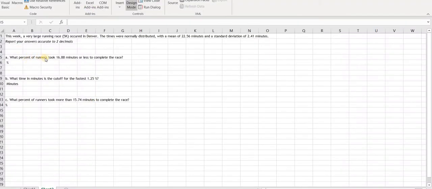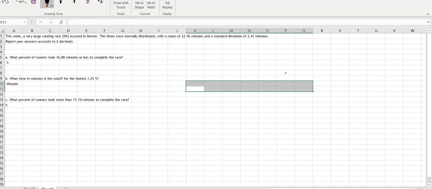So the percent is the area under the curve. And here it says, what is the percent of runners that took 16.88 minutes or less? That means anything below 16.88 is part of the answer. To visualize that, here is the curve. And the number of minutes is 22.56. That's the mean. The standard deviation is 2.41.